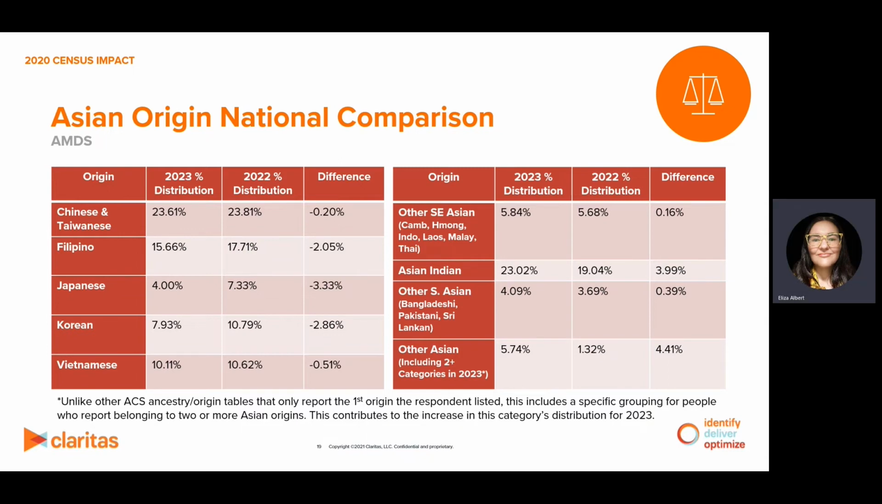So, for example, if someone responded to the ACS saying that they were both Filipino and Japanese, they would not be tabulated in either the Filipino or Japanese category. Instead, they would be included in the two or more Asian categories group that's now rolled in with other Asian.